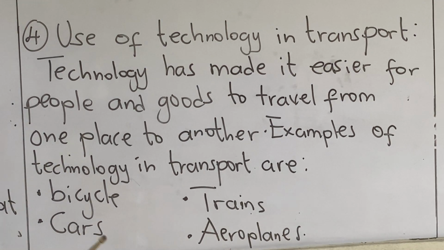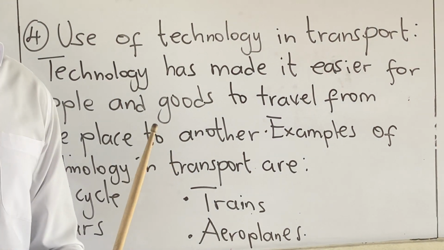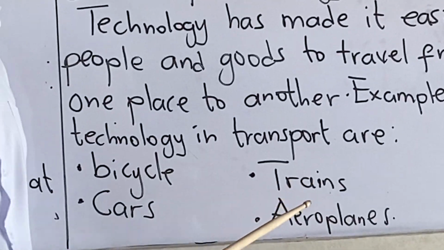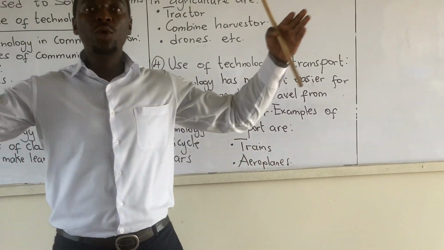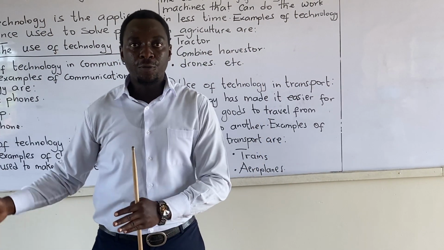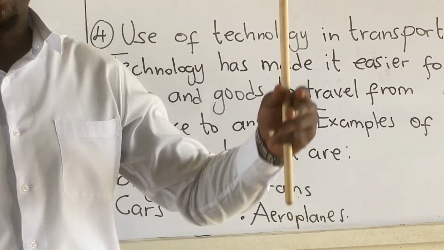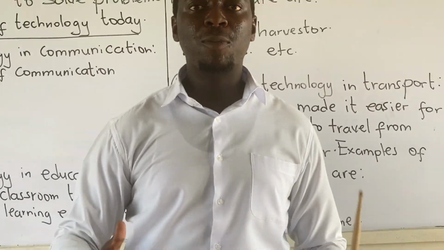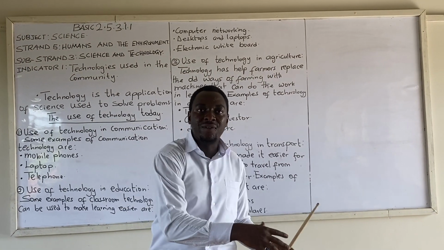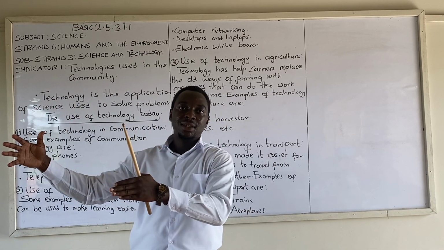Cars. If you want to travel from where you are to a different place, using a car will make it easier and you use less time to get to your destination. Trains. We use trains to carry heavy goods and people from one place to the other. We have aeroplanes. Aeroplanes help convey people, parcels, and goods from one part of the world to the other, for example, from Ghana to the United States of America.